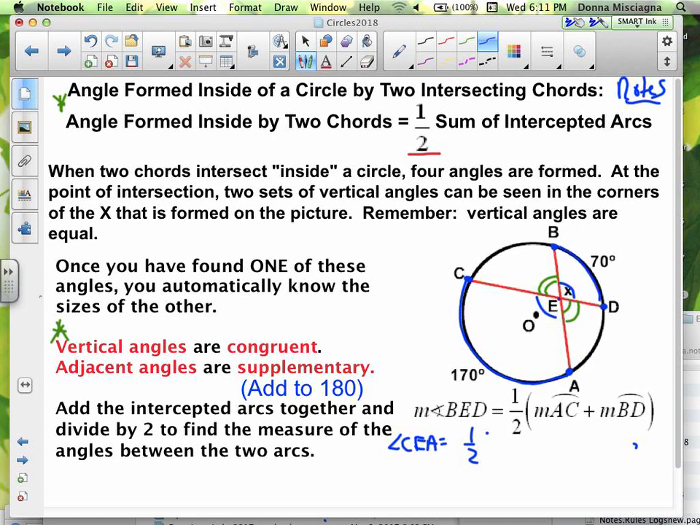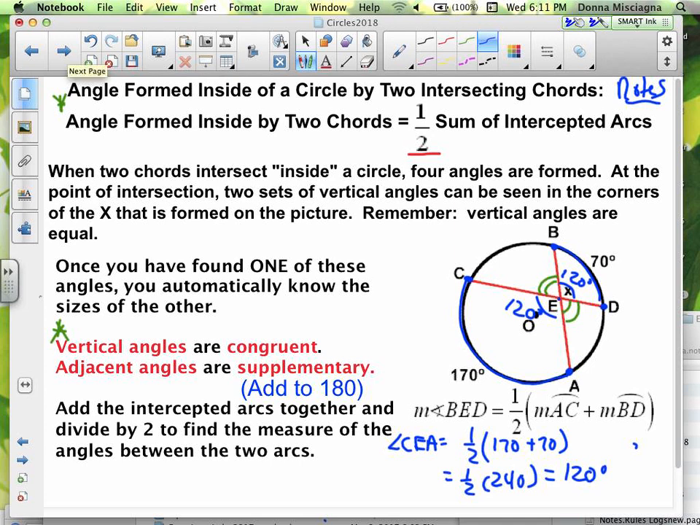All right, so that's going to be equal to 1/2 of 170 plus 70. You can write it like that, or you can put divide by 2. It's the exact same thing. So that's going to be equal to 1/2 of 240, which is 120 degrees. So this angle here is 120 degrees. This angle here is 120 degrees.